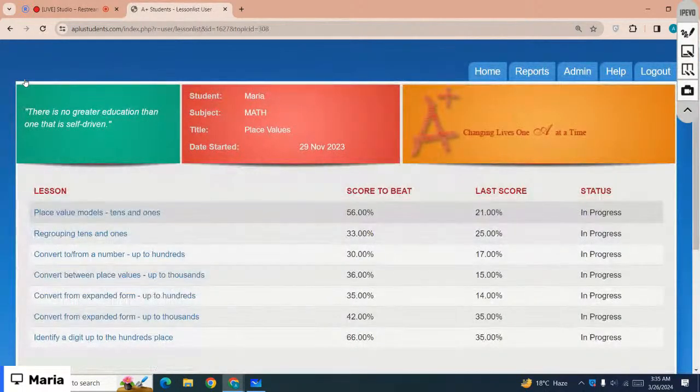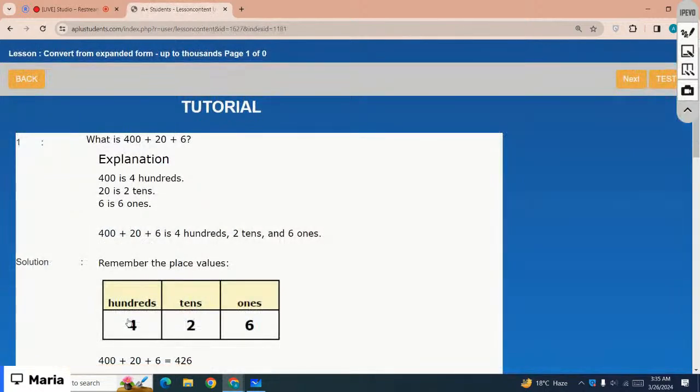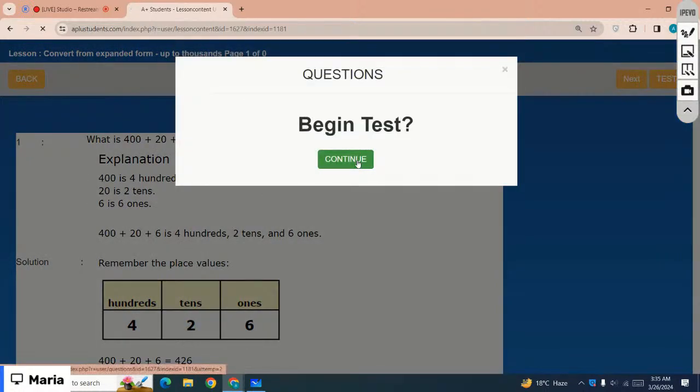That is convert from expanded form up to thousands. What is 400 plus 20 plus 6? The correct option is 426, right? Four is at the hundreds position, two is at the tens, and six is at the ones position. That is exactly the same as the lesson we just finished, right?